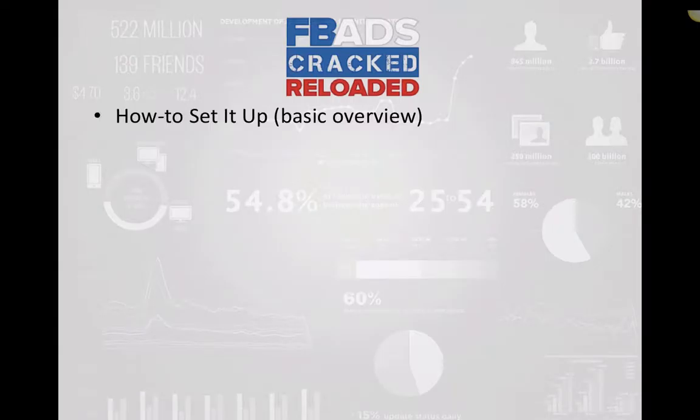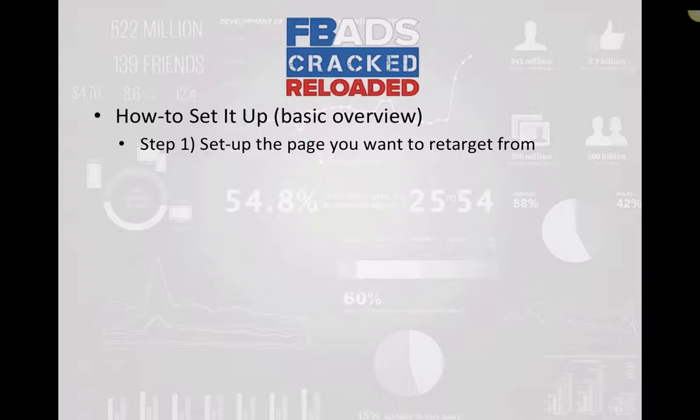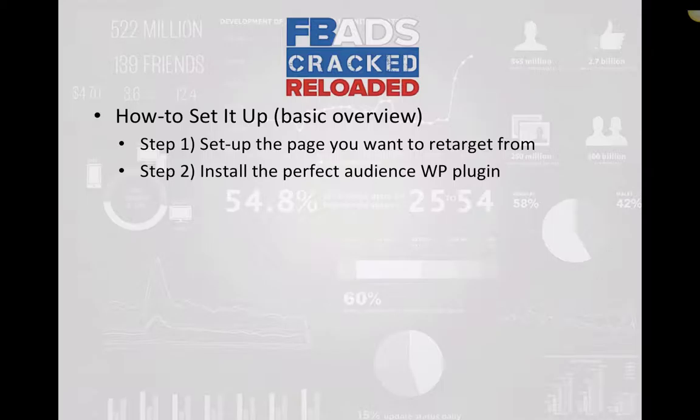But just do this. Set retargeting up. No matter what you're doing out there, set the pixel up on a page so you can gather that audience. Because once you're ready to promote with retargeting, you will get positive ROI. I mean, maybe you won't. But every time I've ever done it, and most every single person I know that's done it, it's working. All right, so how you set it up is a simple step process. Set up the page you want to retarget from. Install the Perfect Audience WordPress plugin. That's why I also recommend Perfect Audience.